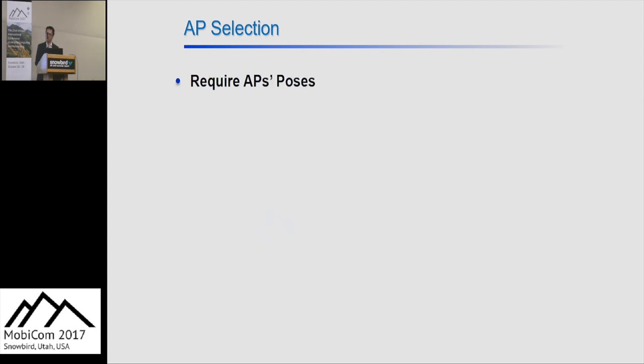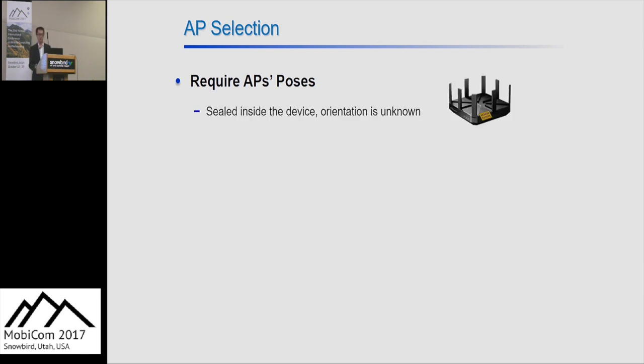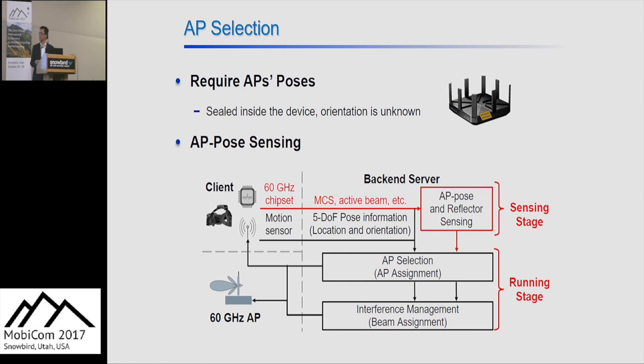However, the above basic design requires knowing the AP's pose, which is typically hard to know because the phased array antenna is typically sealed inside the AP and its orientation is invisible to the end user. So to solve this problem, we incorporate a sensing stage before putting the network into use. The sensing stage will take the 60 GHz link measurement results, such as MCS and active beam index at different locations, associated with the 5-degree pose information, to estimate the AP's pose and other information.